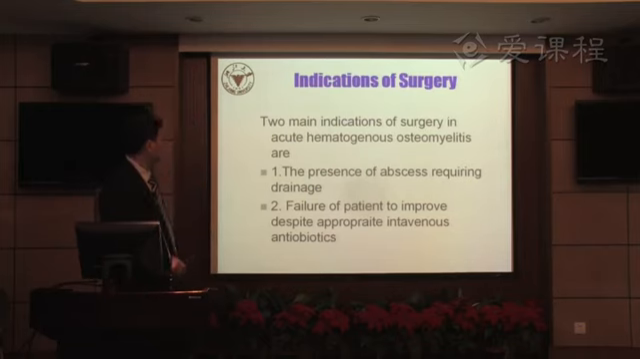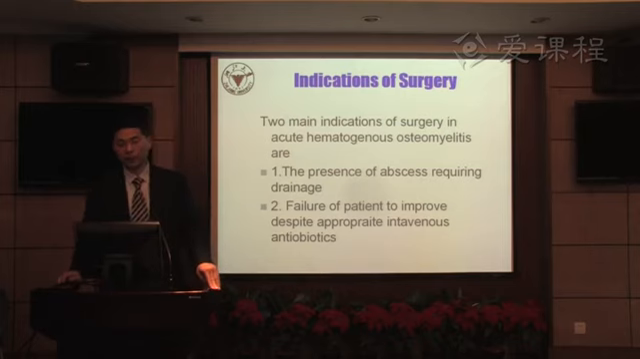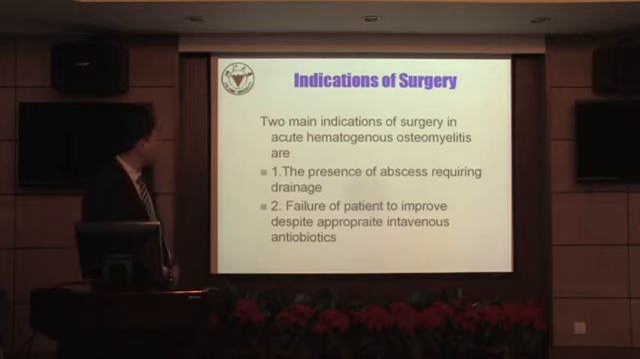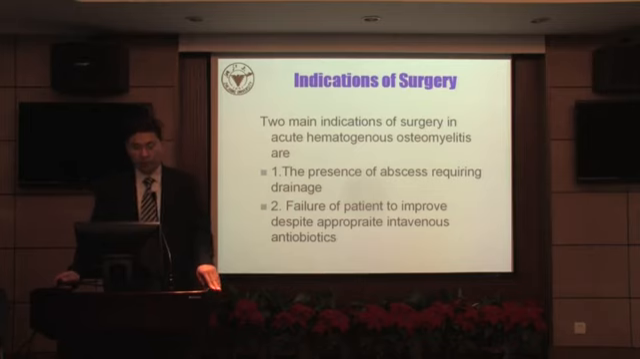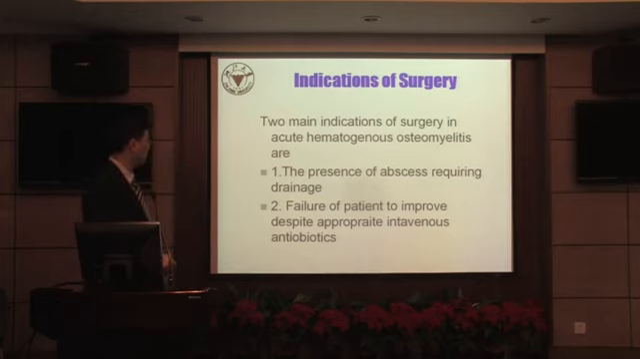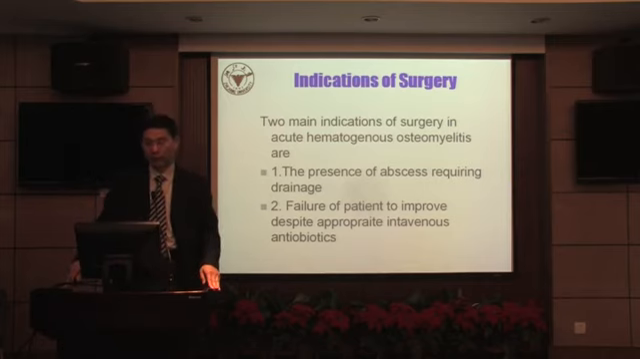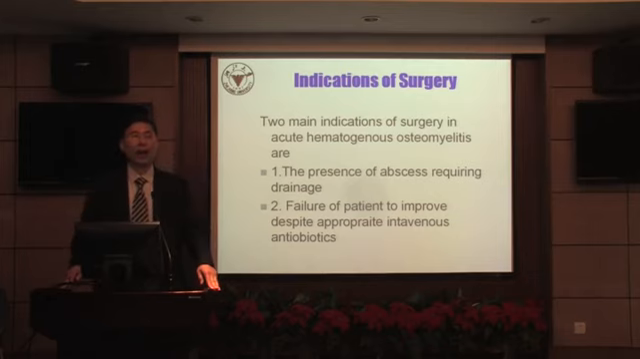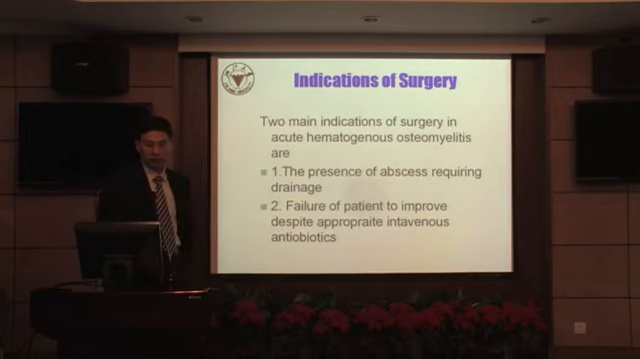The indications for the surgery. As we talk about all the treatment, we know we should do surgery for some patients, but what are the indications? The two main indications for surgery in acute hematogenous osteomyelitis are, first, the presence of an abscess requiring drainage. Of course, this should be an indication because a lot of abscesses cause pain and require drainage. And the second one was failure of the patient to improve despite appropriate intravenous antibiotics. If your antibiotic treatment fails, surgery could be the only way.